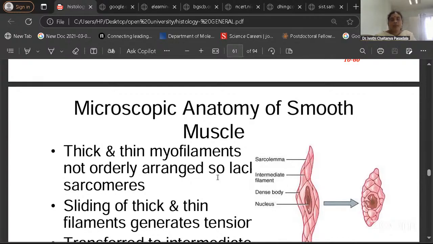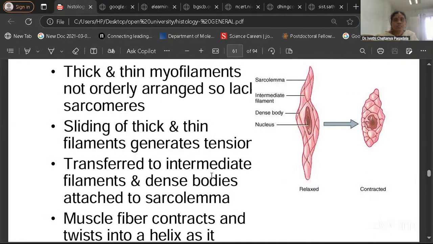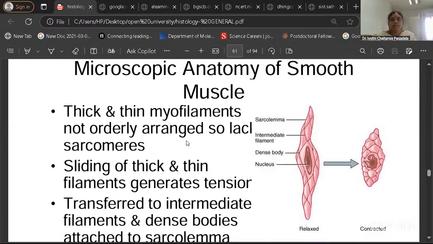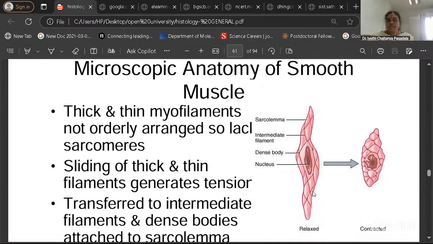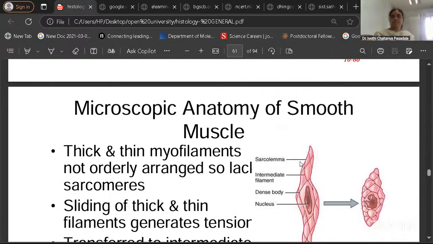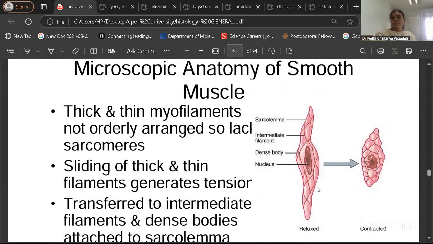When coming to the microscopic anatomy of smooth muscle, here you can see the thick and thin myofilaments. Here you can see they are not orderly arranged, so they lack sarcomeres. Here you can see the difference between the relaxed and contracted smooth muscle. And just to discuss the smooth muscle, it contains the sarcolemma, intermediate filament, and dense body with the nucleus.